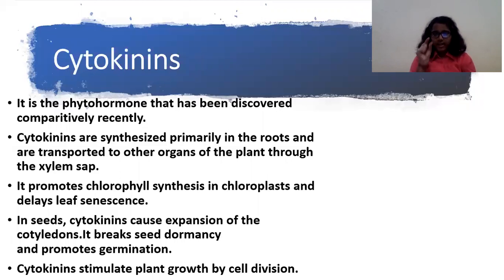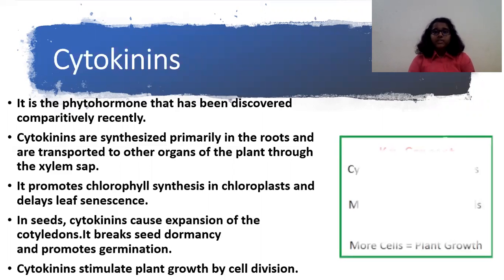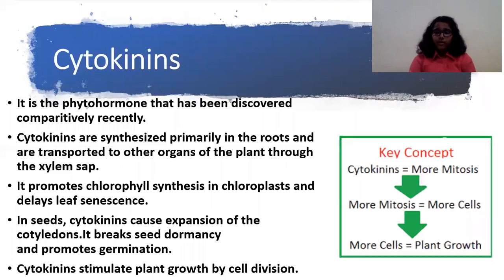In seeds, like kuti seeds, cytokinins cause expansion of the cotyledons. It breaks the seed dormancy and promotes germination. And the very important point here is, cytokinins stimulate plant growth by cell division. See, because of these cytokinins stimulating the plant growth by cell division, this growth of the plant can happen even in the non-growing regions, the non-meristematic regions.